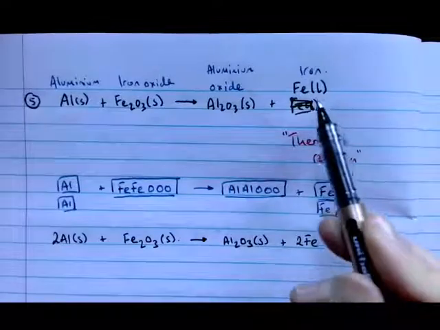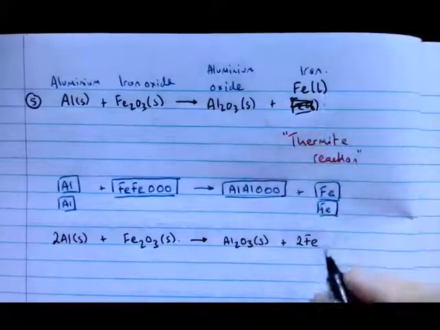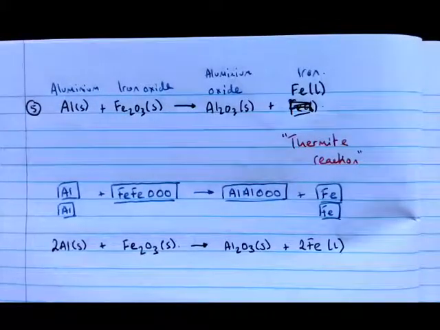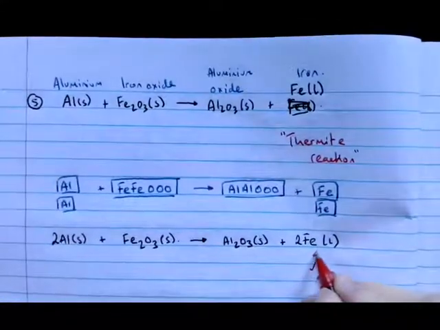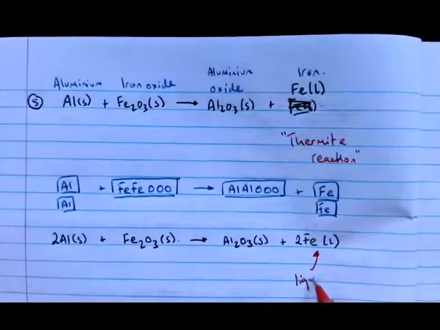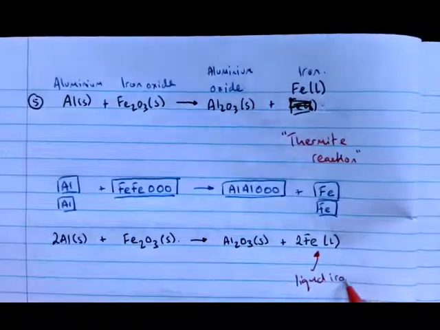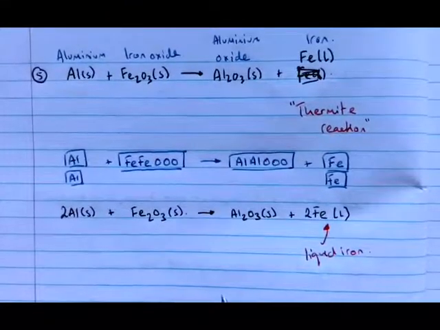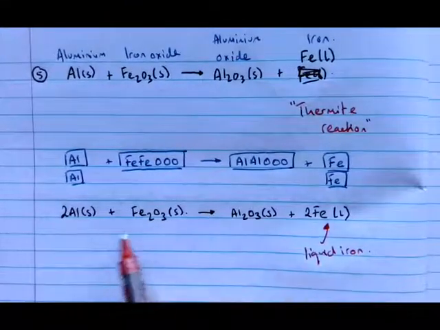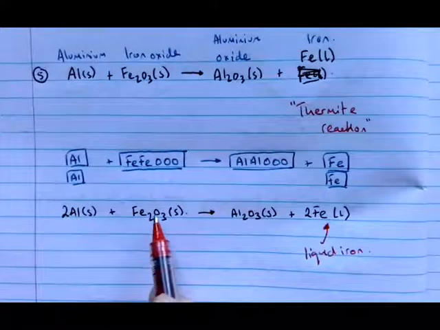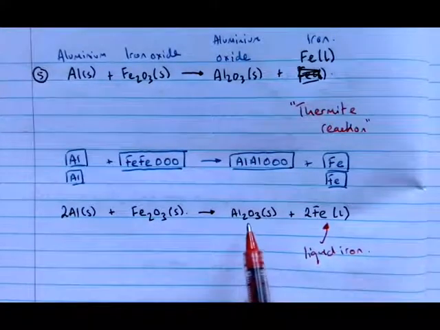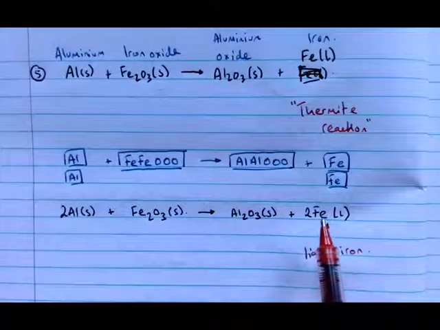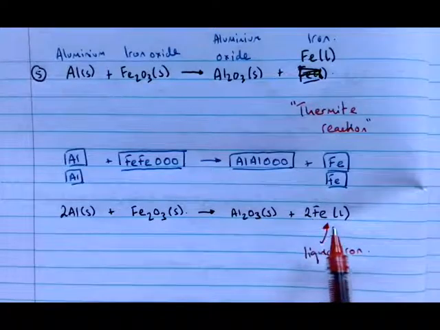Now you should have noticed up here that the state symbol for iron is L, which means that we have liquid iron, which should give you an idea of how hot this reaction gets. So I add solid aluminium to solid iron oxide, and I get aluminium oxide and liquid iron. So the reaction is so hot that it produces liquid iron metal.